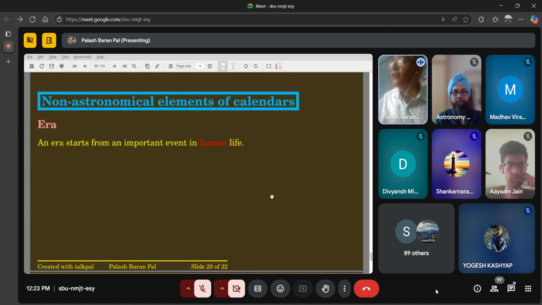Like this is 2025 in the Christian era. Christian means it has something to do with the birth of Christ. So an era starts with an important event in human life. It has nothing to do with astronomy. Maybe somebody's birth, maybe somebody's ascension to the throne, this kind of thing. And I have not discussed it at all, and I will not discuss it more.